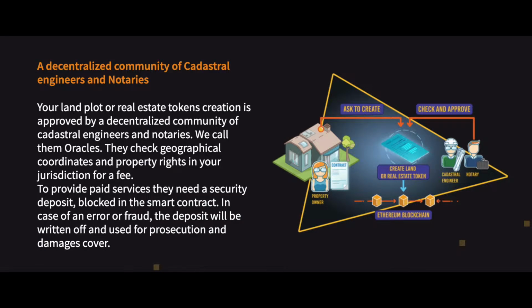You can create an Ethereum ERC-721 token for your land plot or real estate. The token represents your ownership record, which is impossible to fake. Tokens are used for commercial purposes or for self-governance between owners.